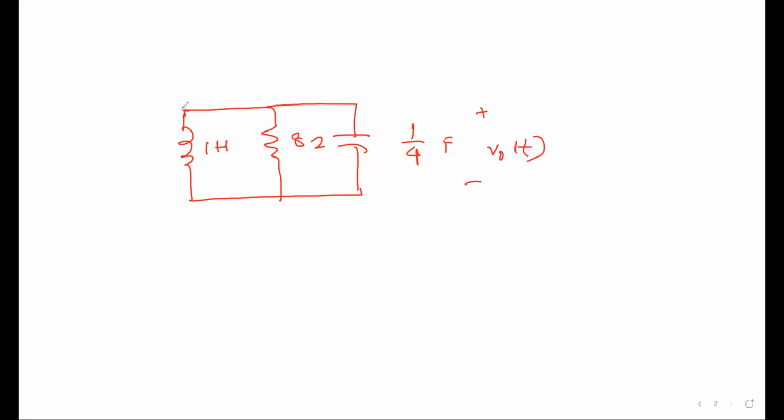Now you see, it is a very simple thing. It is a parallel circuit, isn't it? Parallel RLC circuit, isn't it? Yes, sir. If it is a parallel RLC circuit, then can we write the equation that will relate to V0(t)? How can I do that?